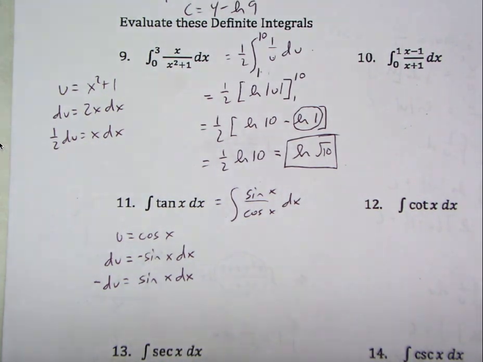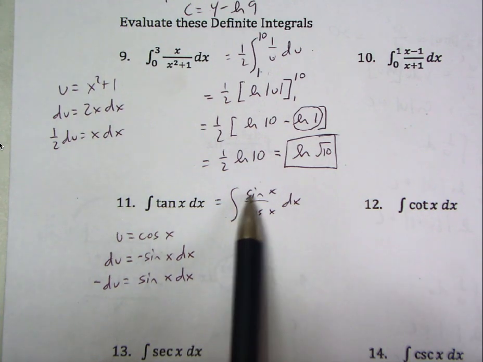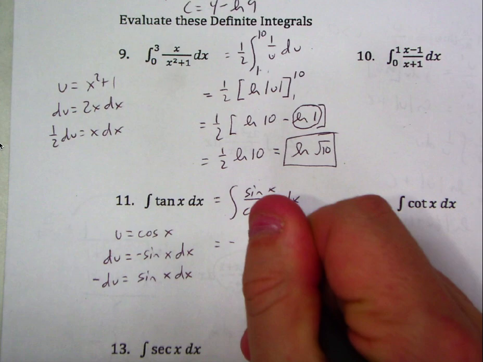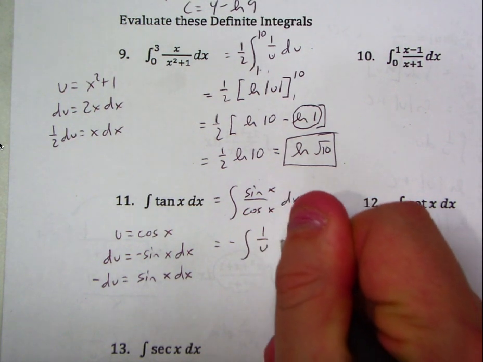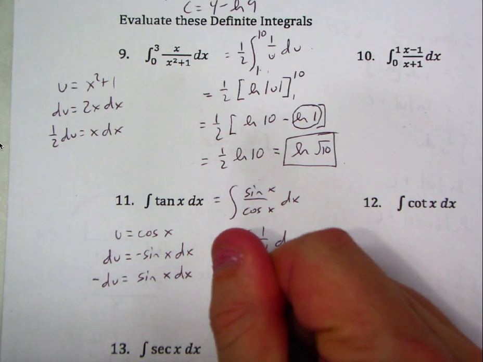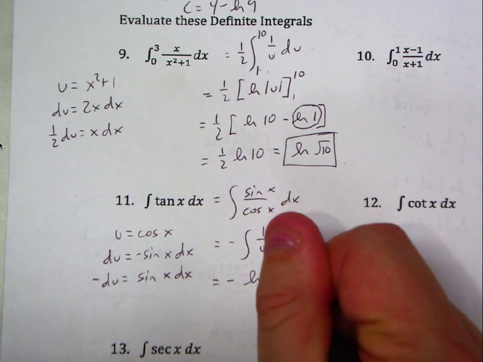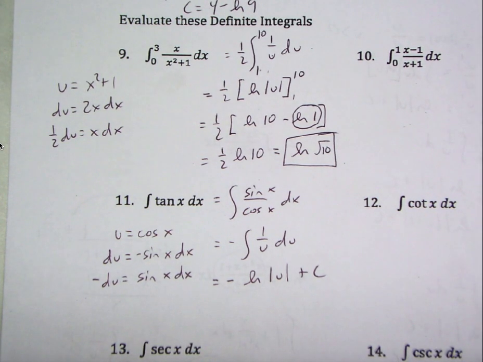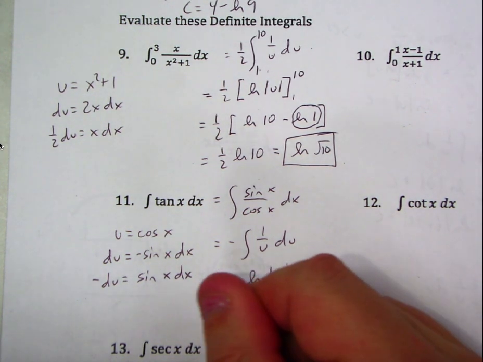I never know. Okay, so sine of x dx is du. I'm going to have a negative on the outside. 1 over u du. Which gets me to negative natural log of absolute value of u plus c. And then I put the cosine back in.